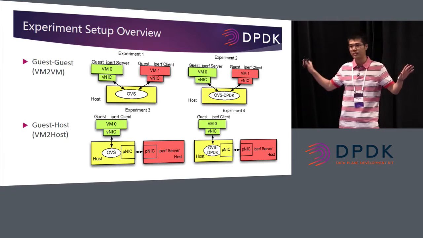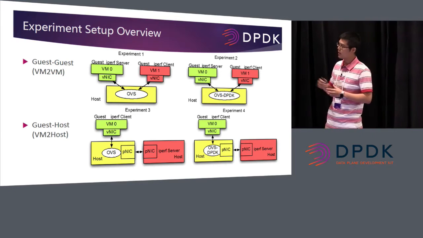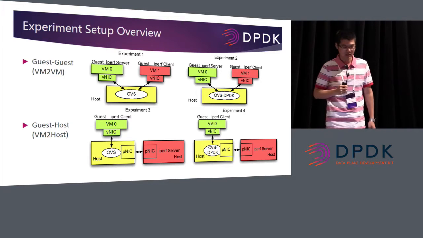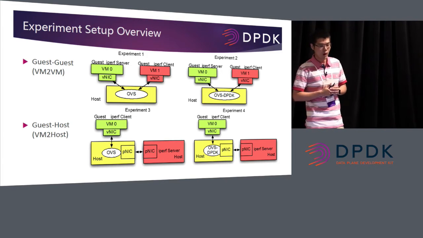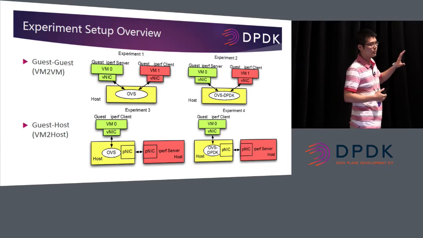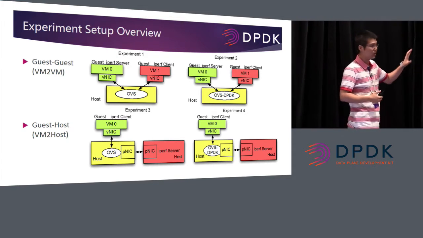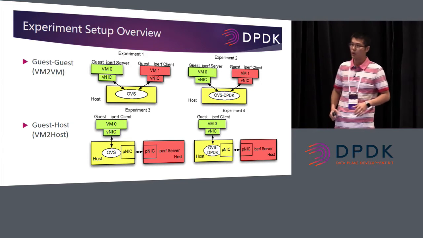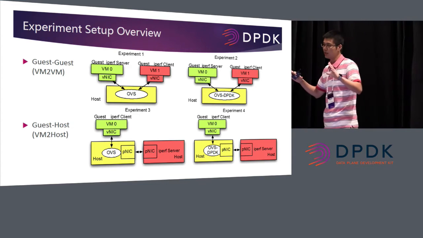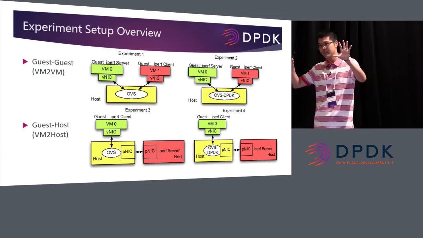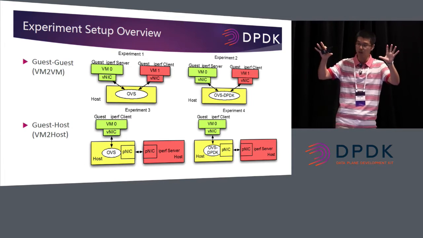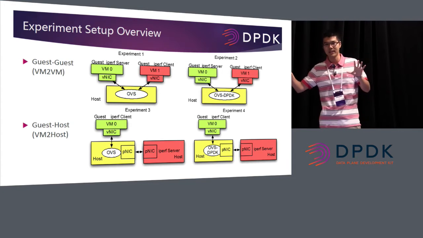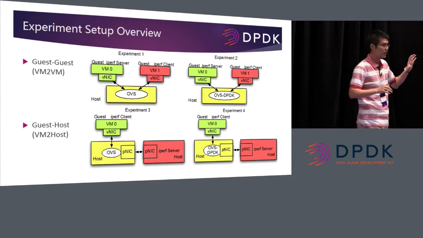So based on this discussion, this is our testbed setup. We have two categories. One is the guest-to-guest communication case, which we call VM to VM communication. In this case, we have one physical host running two virtual machines, and these two virtual machines talk with each other over OVS or OVS DPDK. This is the first category.